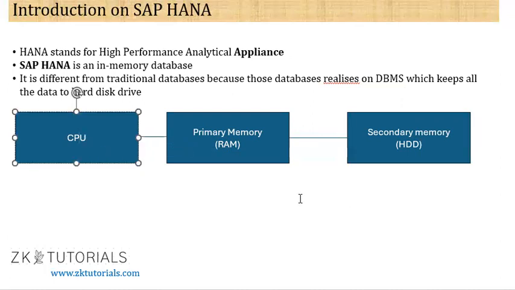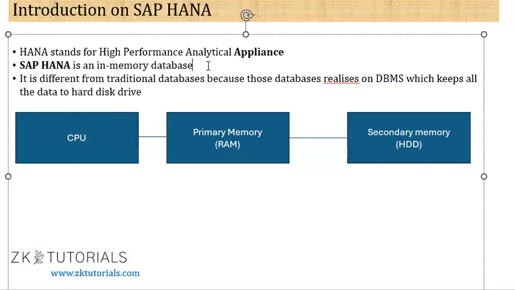So SAP HANA stands for High Performance Analytical Appliances, and SAP HANA is an in-memory, column-oriented relational database management system, which processes a massive amount of data very quickly.